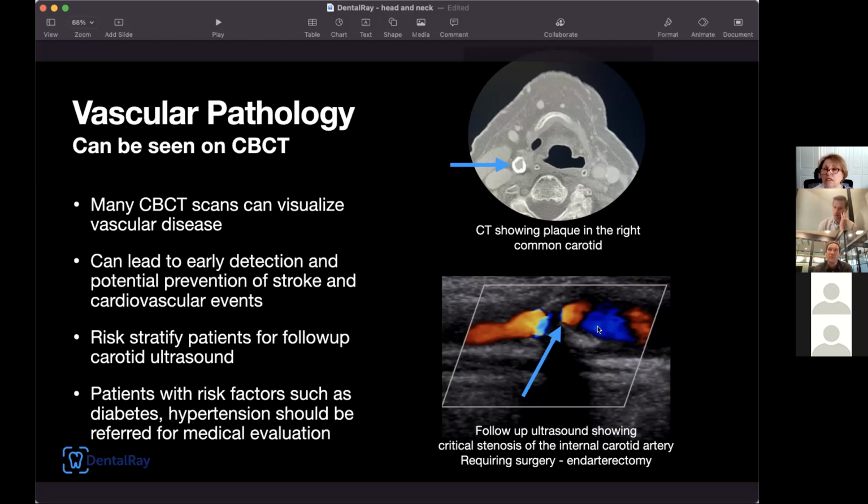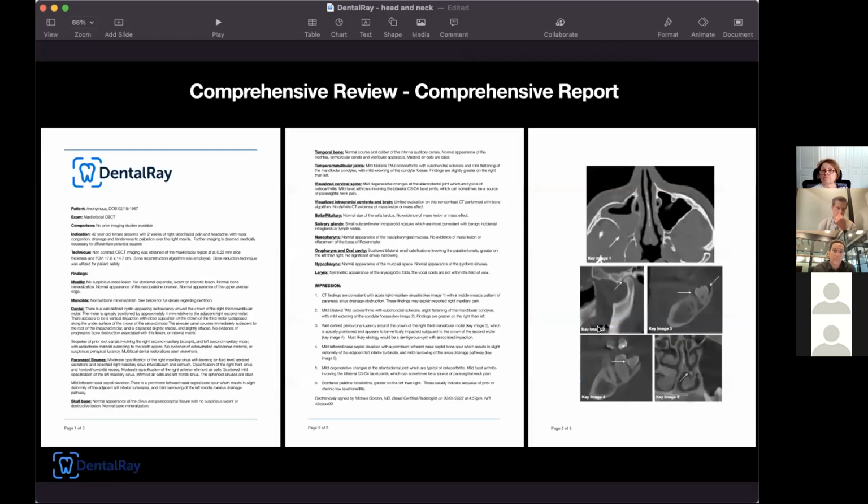In addition to the power of cone beam CT to identify findings in the dentition, it's seeing some of these other things that could potentially address burden of disease at an earlier stage for patients. As we cue this up to pass off to Christine, our focus is on a comprehensive review of every part of the scan.